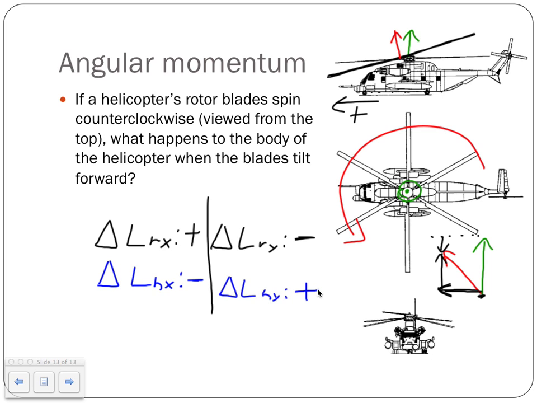So looking at this from this side angle, at the helicopter body's change in angular momentum, we said that in the x direction the angular momentum is going to be negative, so negative pointed back here. That means we're going to have a new induced angular momentum that goes back that direction. That's our Lx.